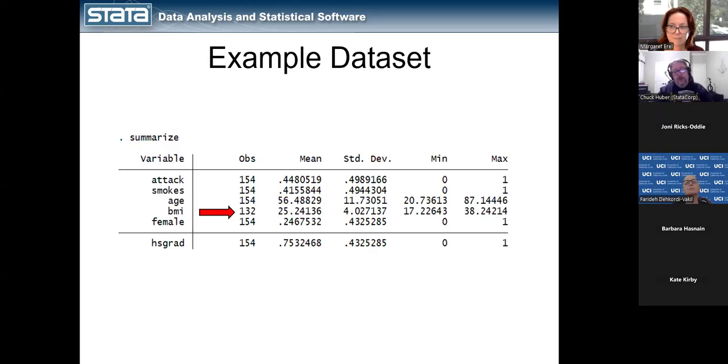So the first thing I always do with a new data set is I use the summarize command to just summarize the data. And the first thing I look at is the obs column. And the reason I do that is because that obs column often dictates the entire rest of the analysis. Because as I scan down the obs column, I see that most of the variables have 154 observations, but BMI has 132 observations. So I have some missing data in my data set, and I want to include BMI in my logistic regression model. So I'm going to have to take that into account in my modeling strategy. I'm going to have to do something with that, or at least acknowledge that I have some missing data.